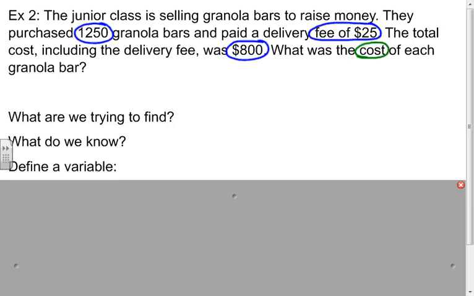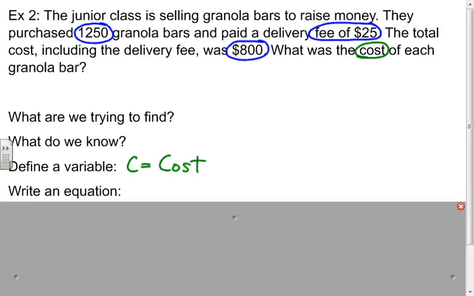Next, the directions say define a variable. Define a variable means pick a letter and tell me what it stands for. Well, in this problem, we're trying to find cost. Well, cost starts with C, so we might as well say C equals cost. That just lets everybody know why we picked the letter C, because it stands for cost.